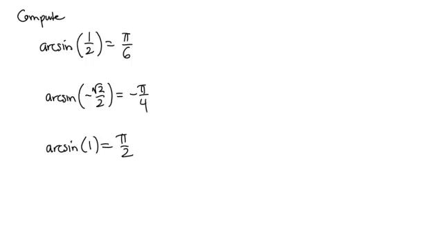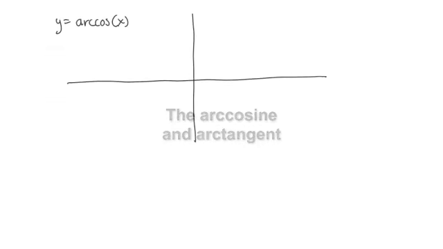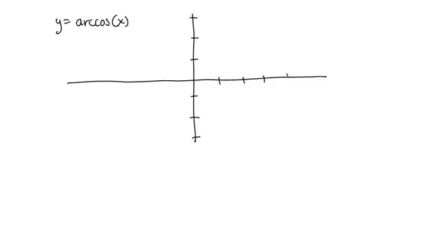Well, what about the other inverse trig functions? Let's take a look at the next one. Can we come up with the arccosine? Well, let's try to do what we did last time. Let's start off by sketching as best we can what the cosine function looks like. Then we can sketch its inverse and sort of take it from there.